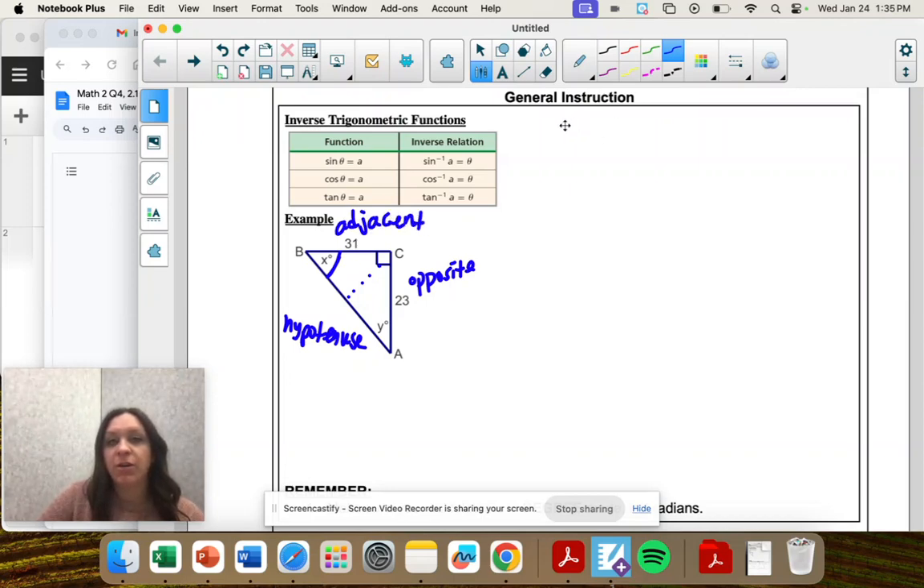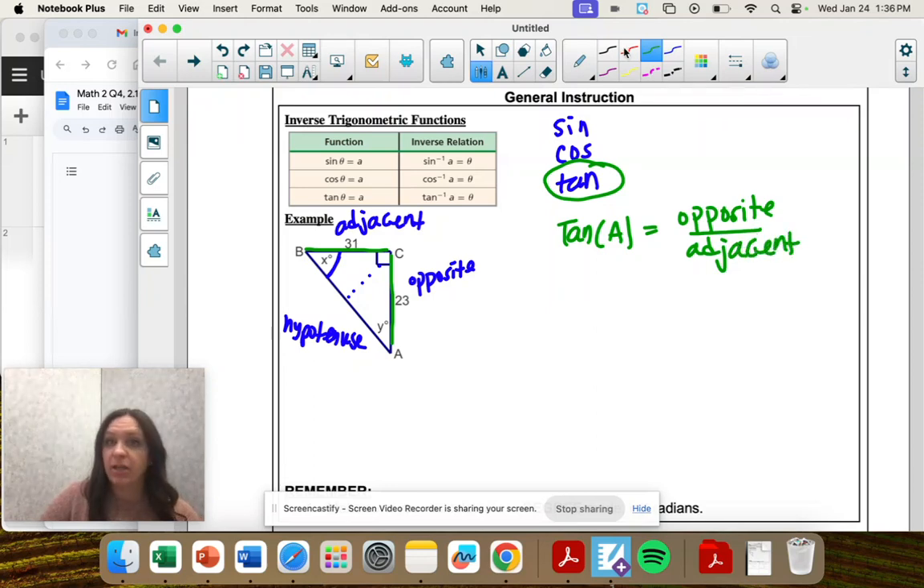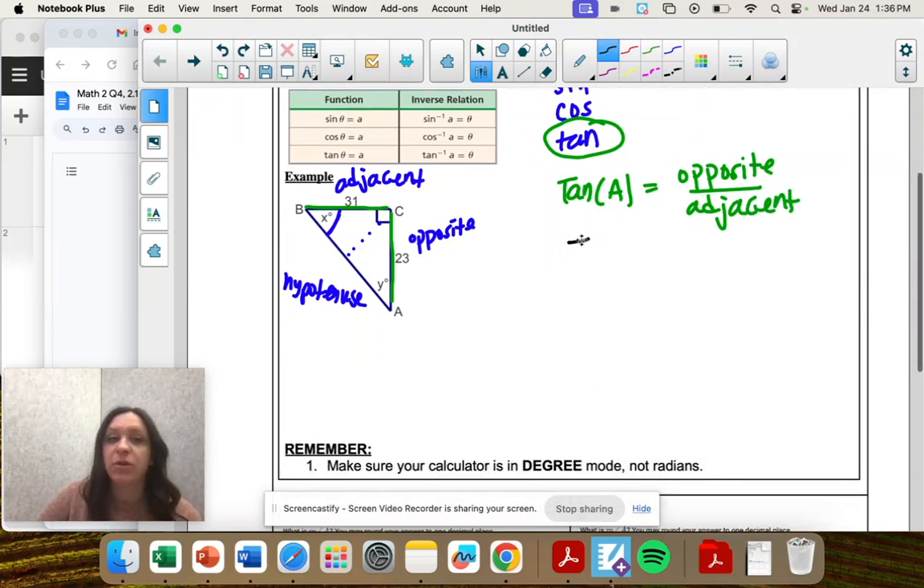When you're trying to figure out which one to use, sine, cosine, or tangent, you still have to do what we've been doing. We're using what we have. We're using the adjacent and the opposite, and that is tangent. Tangent of some angle is opposite over adjacent, and we're still plugging in everything we know, just like we've done before. So tangent, but now our angle's x. Opposite is 23, and adjacent is 31.